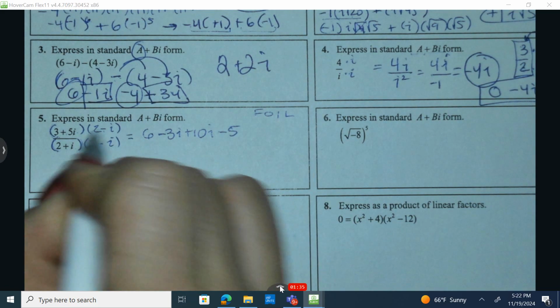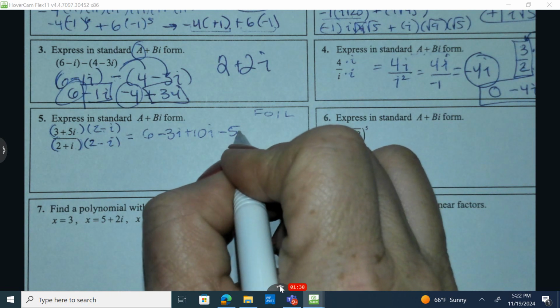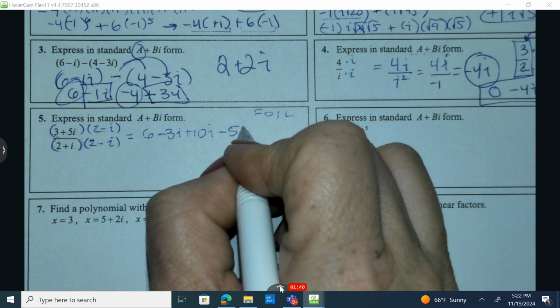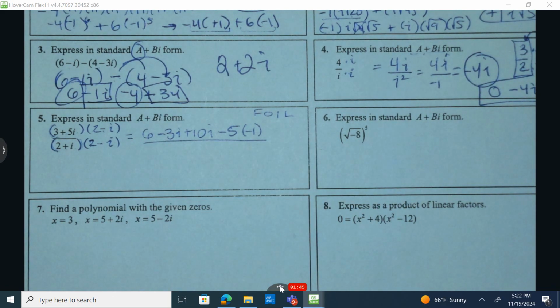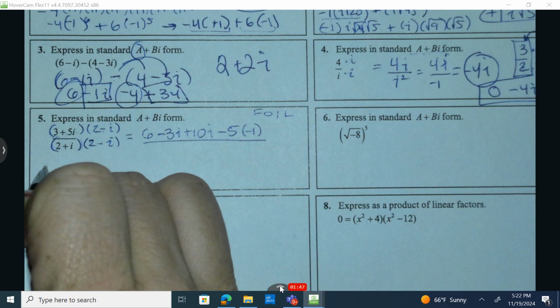But notice there's 2 i's, which would be i squared. But I'm going to be lazy. Instead of writing i squared, I know i squared is equivalent to negative 1. I'll come back to this later. That's one way to do it. Or you can choose to make your little box.